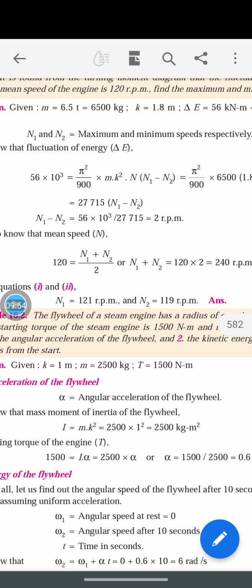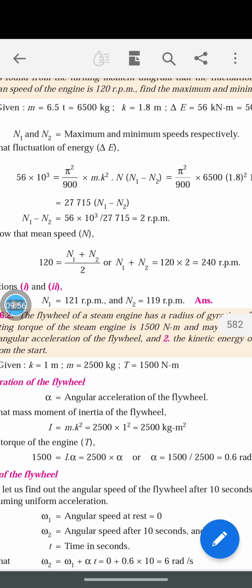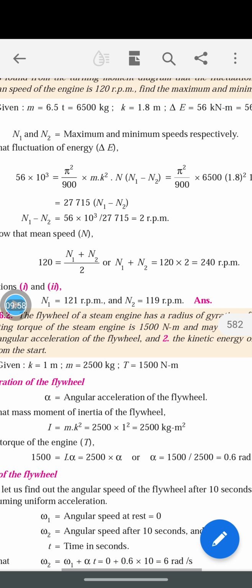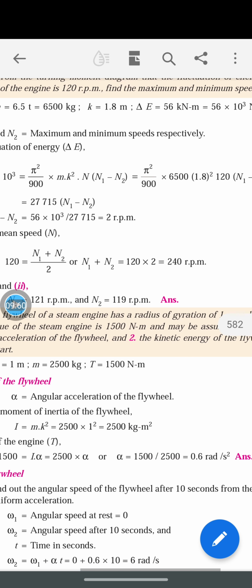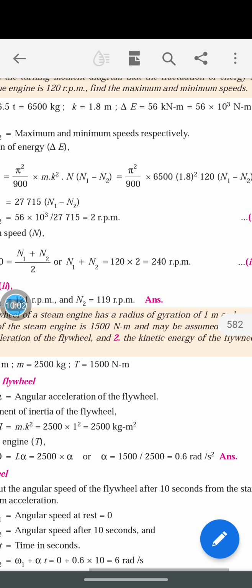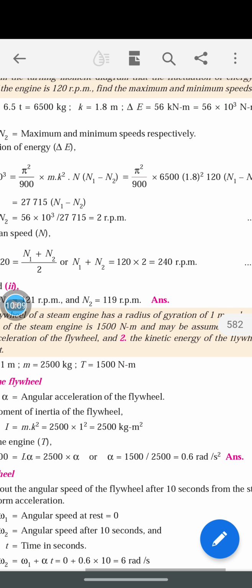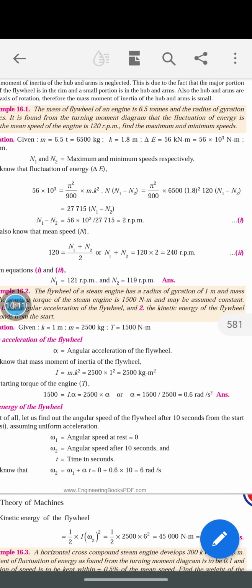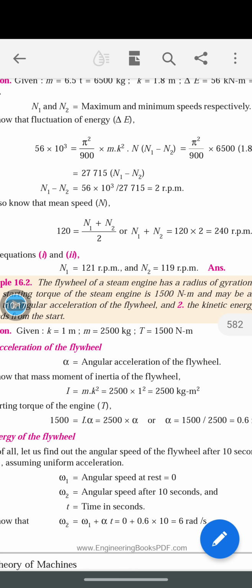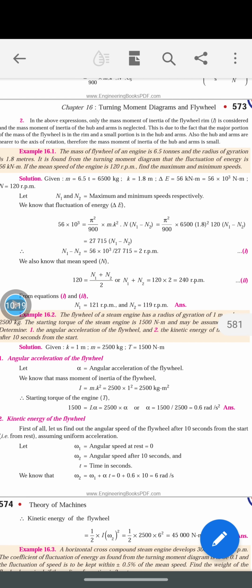The delta E value is substituted as 56 kilonewton meter, so 56 into 10 cube, pi square by 900, the mass of the flywheel is 6500, the radius of gyration is 1.8, and the mean speed is given as 120. So we have substituted all those values. The unknown value is only N1 minus N2 in that particular formula. So we got N1 minus N2 as 2 rpm.